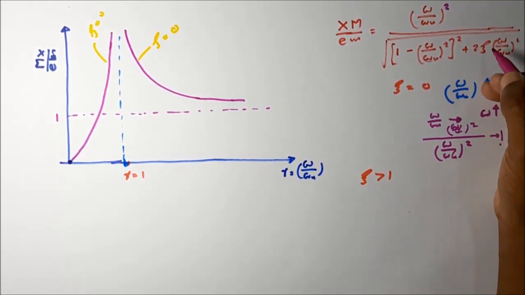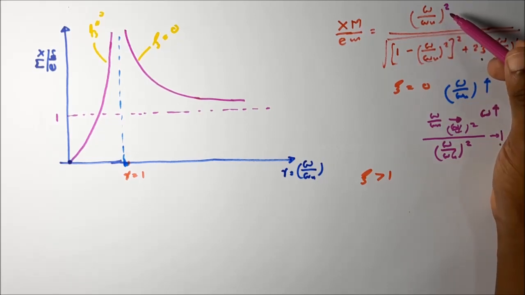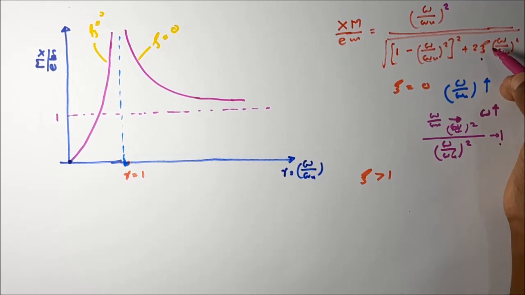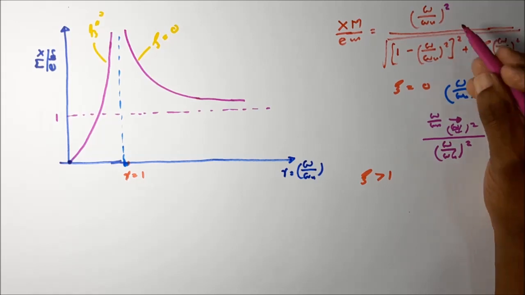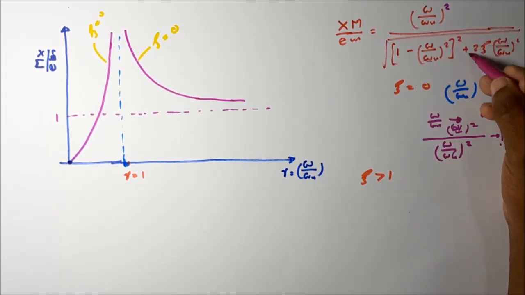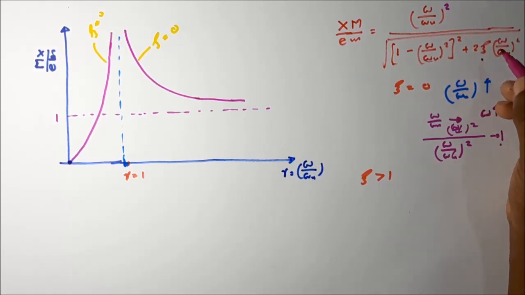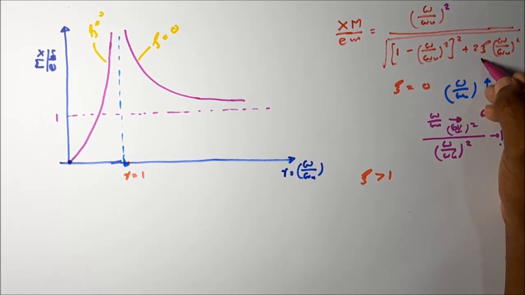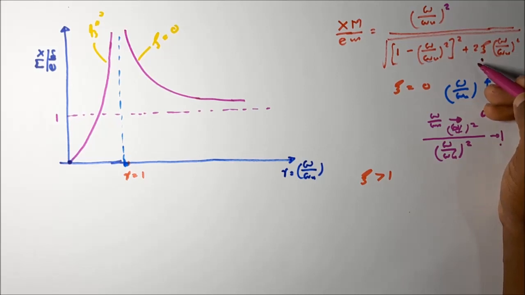If theta is greater than 1, the term never goes beyond 1. Why is that? For any value of frequency ratio, if theta is greater than 1, it never goes beyond 1, because the denominator is greater than the numerator. Remember, only in the theta greater than 1 situation, the denominator is always greater than the numerator, so this ratio is less than 1.